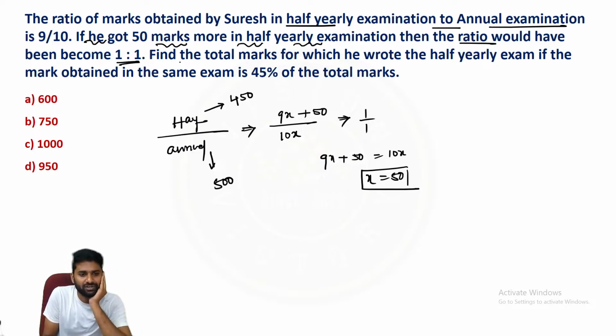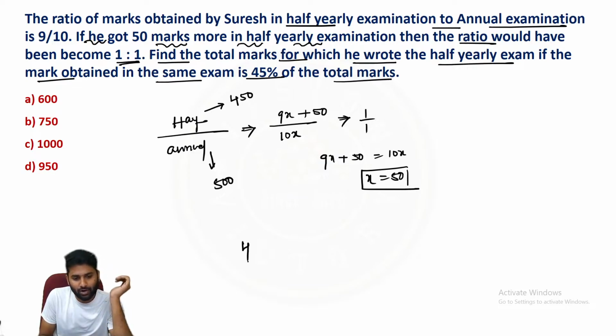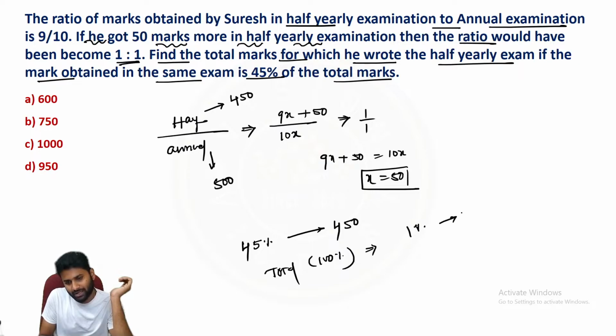So the next information: find the total marks of the half yearly examination. We have to identify the total marks. But he obtained in the same examination 45% of the total marks. Guys, he got only 45%, and 45% is equal to 450. Then the total value is 100%. Each percentage value in the above calculation is 10, then 100% is equal to 1000.